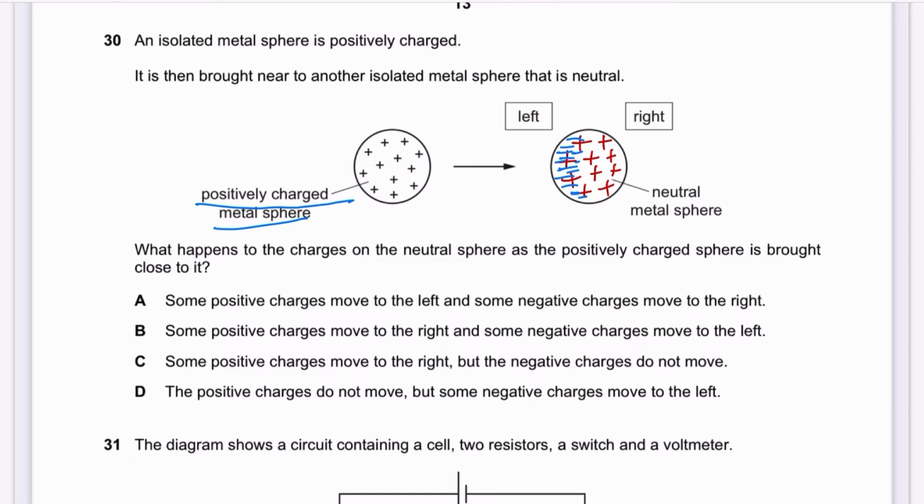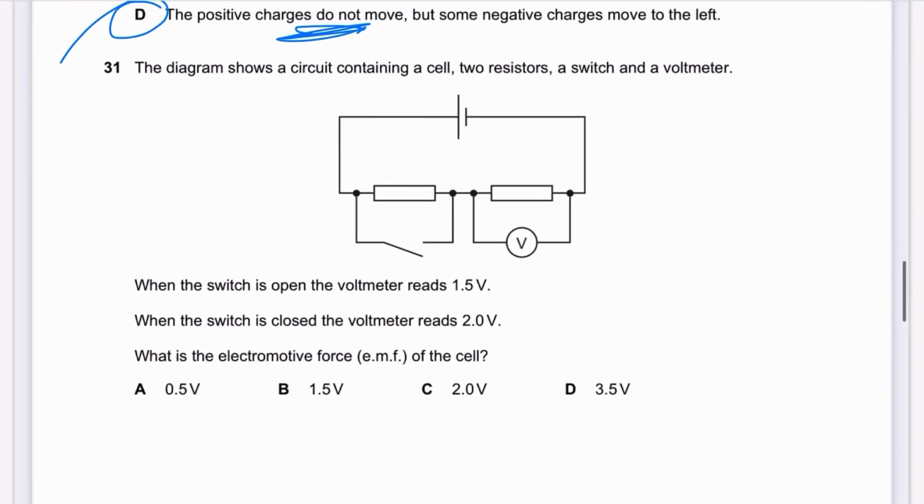As you can see, the same amount of positive particles are on the left side and the right side. However, because the electrons all move to the left side, the right side now is positively charged and the left side is negatively charged. So what happens for 30? The answer is D, because the positive charges do not move. Every other one says that the positive charges move. Not true. Positive charges do not move, but some negative charges move to the left. So the answer is D.